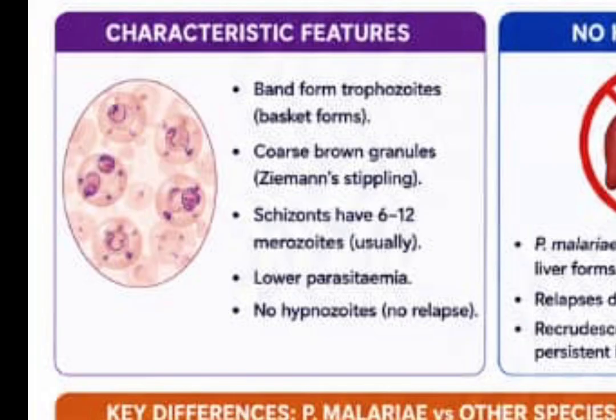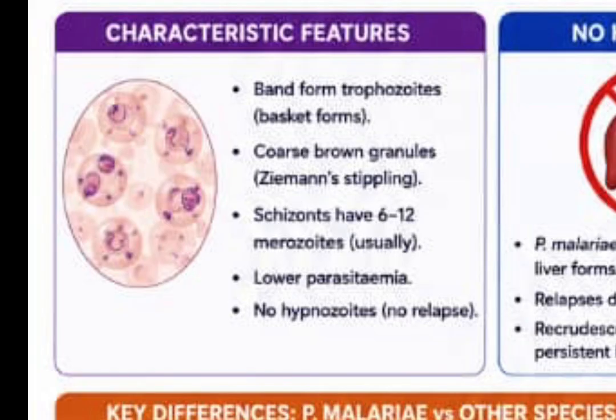Then for malariae, you have what we call Ziemann's stippling. So in the Ziemann's stippling, you have it here in malariae, and the malariae here is giving a fever of 72 hours. It invades old red blood cells. It forms a band. So that band you see on the trophozoite here is called a basket form of band. The characteristic feature you have to know here is that the trophozoite forms a basket form of band.